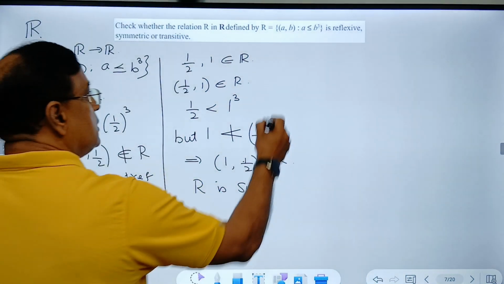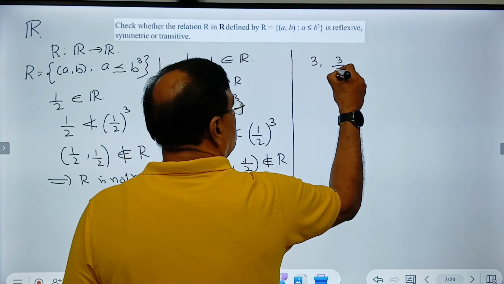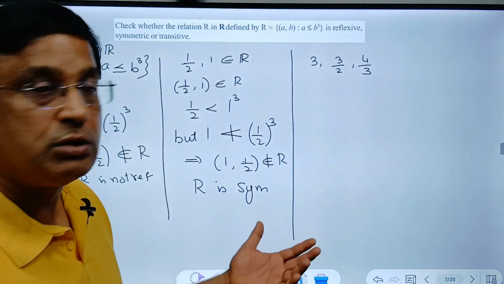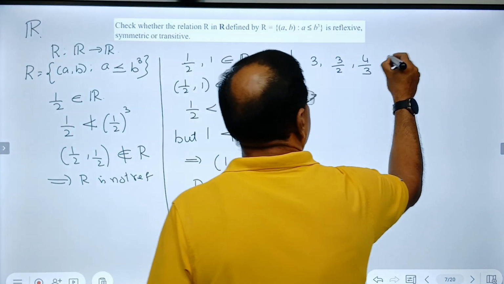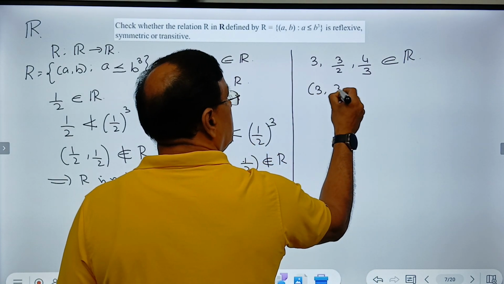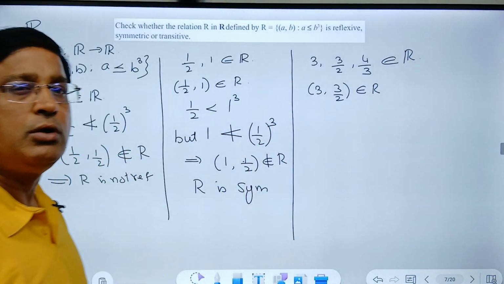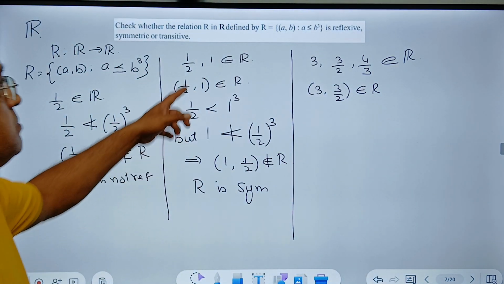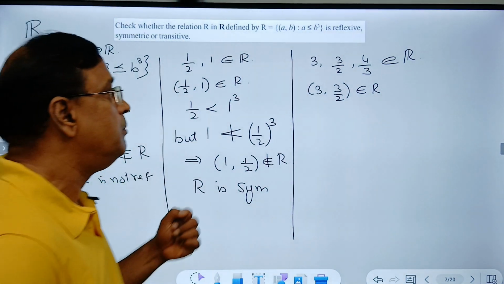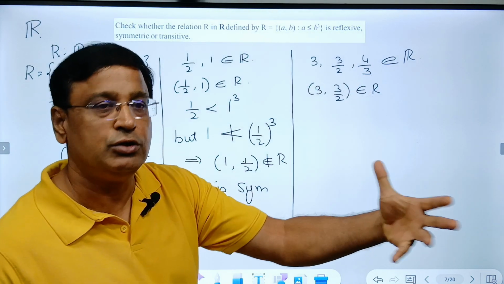Now the third one, it's a little complicated. You need to think a lot. 3/2 and 4/3. I have taken this example. You can take any example you want, which suitably disproves the result. Clearly (3, 3/2) belongs to R. You can even choose the cube root of a number. That makes it easier because it is B cube, right? So if you take 3 power 1/3, like that also you can take. But that will be difficult to comprehend. So I have taken numbers that are very familiar to us.